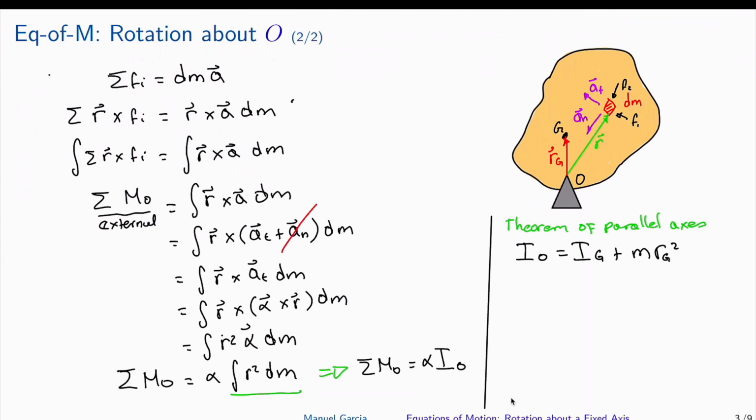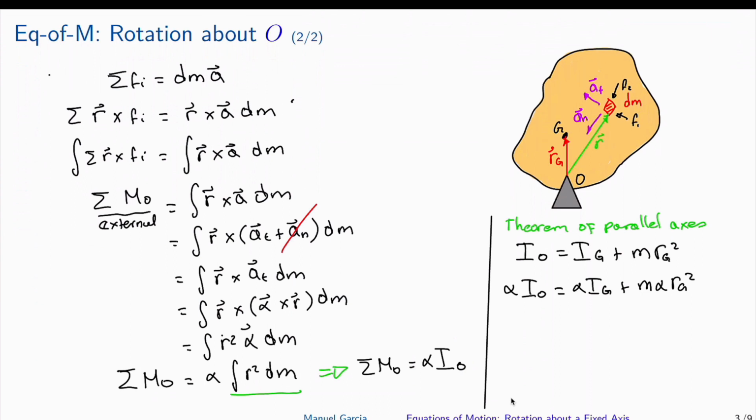This is rg, so that distance is squared. So alpha multiplied by the moment of inertia with respect to O, which is the one that we have over here, is equal to alpha multiplied by the moment of inertia with respect to g plus the mass multiplied by alpha multiplied by rg squared.